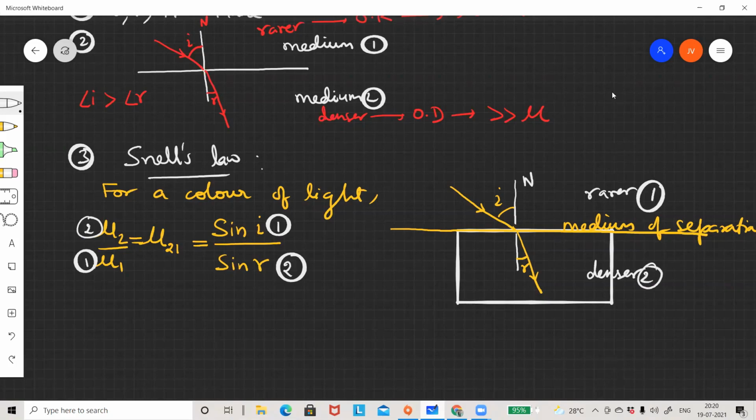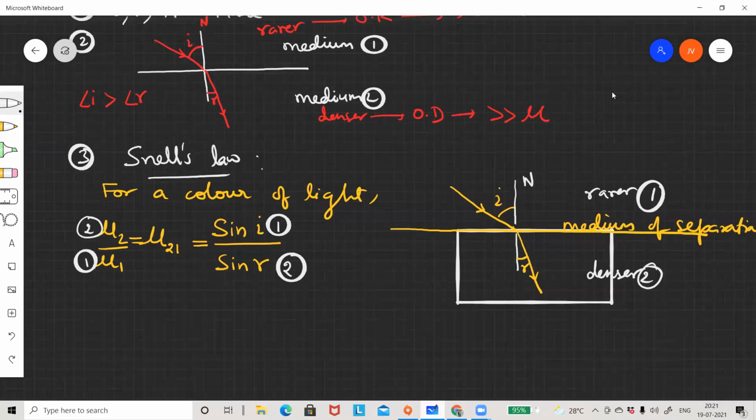Snell's law, just have patience, I'm reciting it once again. What is Snell's law? For a color of light, when a ray of light travels from one medium to another, the ray of light bends at the medium of separation such that the ratio of sine of angle of incidence to sine of angle of refraction is a constant. That constant is called the refractive index of the second medium with respect to the first medium. That's all. This is Snell's law.